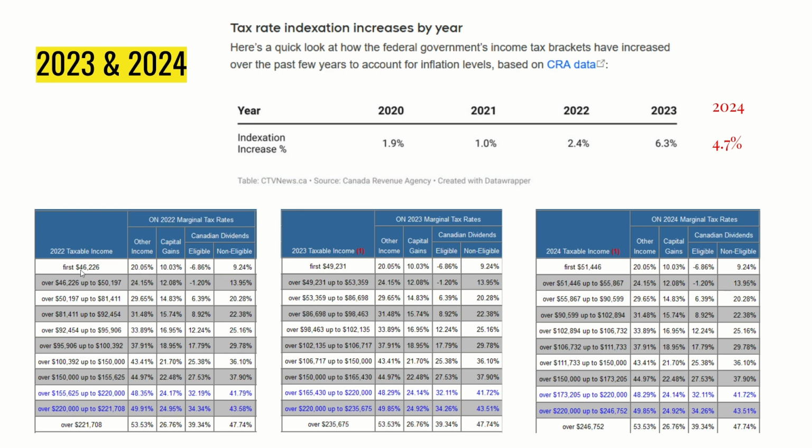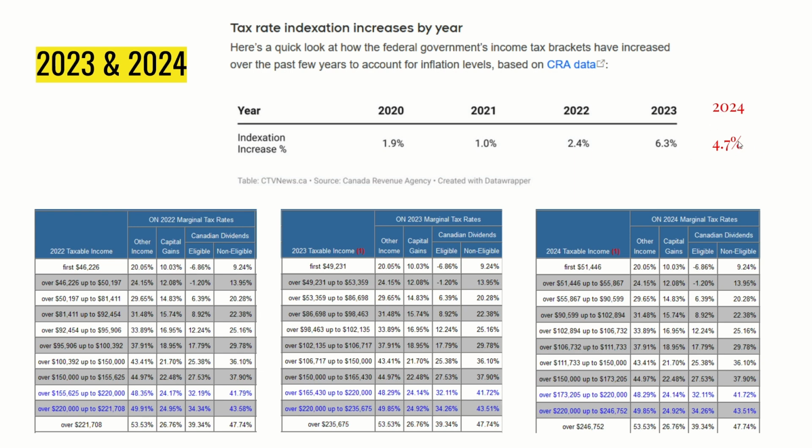So how does it work? For example, in 2022 the first 46k was taxed at 20.5%. Now you apply 6.3% to 46k, and that would get to 49k. That's how it works. So you could see right away there is a big difference between 2022 and 2023. So you could take advantage of it, right?